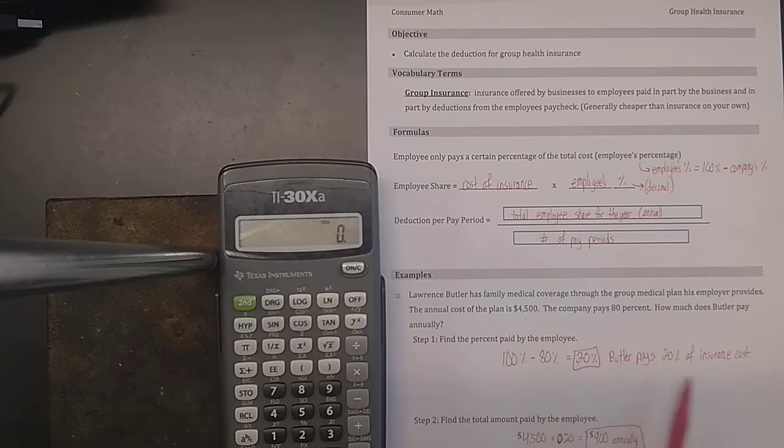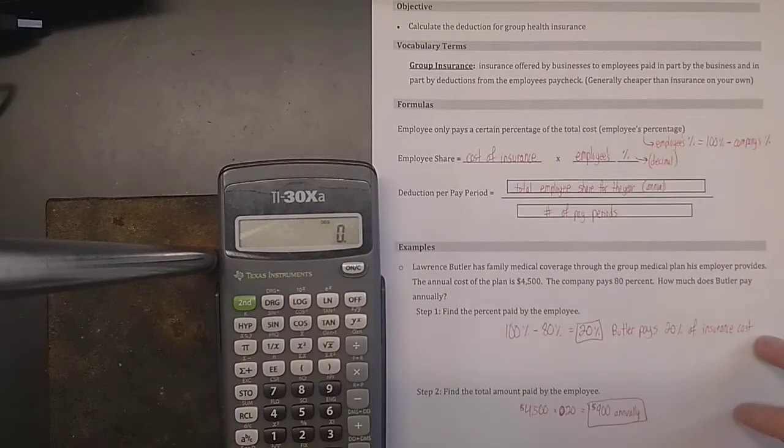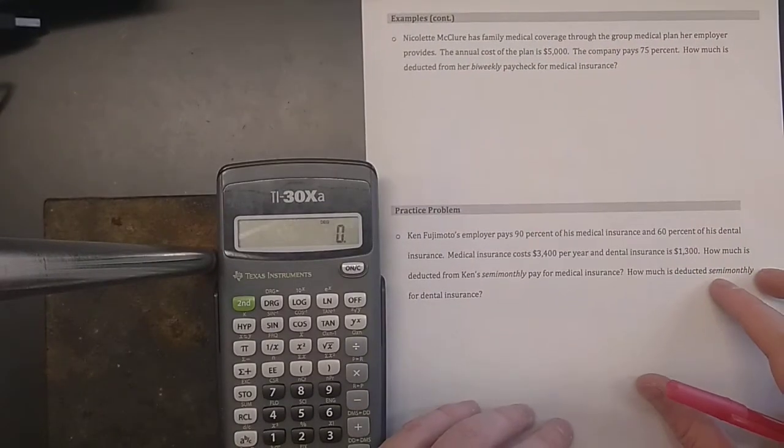You got to find the employee's percentage, then you multiply the employee's percentage by the total cost, figure out how much they pay for the year, and then divide by the number of paychecks if you want to determine how much they're paying per paycheck. Because again, this is something that comes directly out of your paycheck. We've got two more examples.